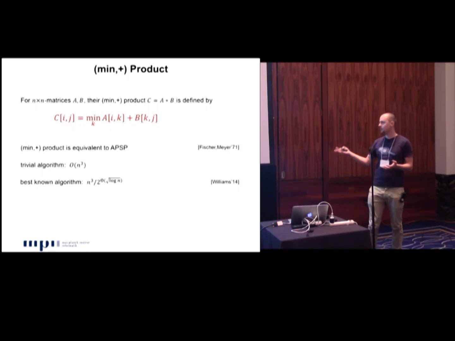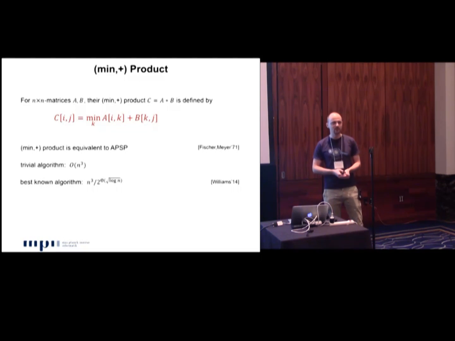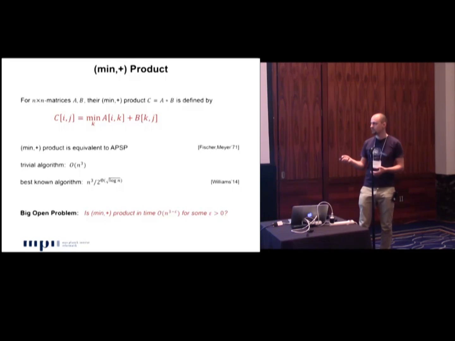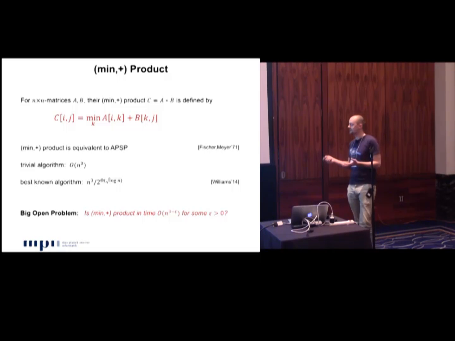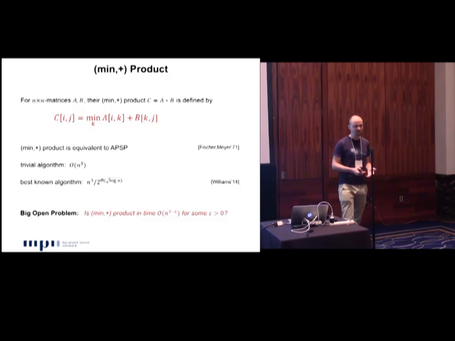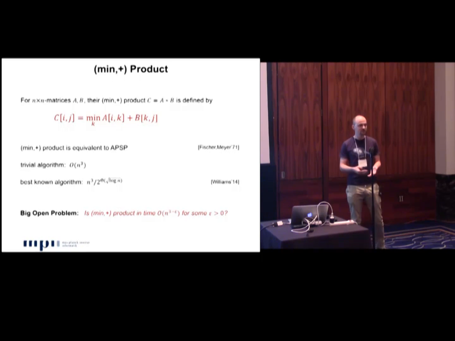Now, a trivial algorithm, of course, computes this in cubic time, and the best known algorithm is due to Ryan Williams, which saves a 2 to the root log n factor. The big open problem in that area is whether the min plus product can actually be solved in truly subcubic time, n to the 3 minus epsilon for some positive constant epsilon.